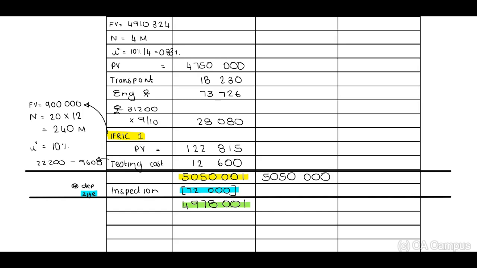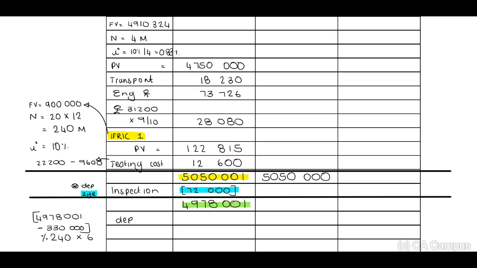Okay, therefore, if we now include our depreciation, this will be the 4,978,001 minus the residual value, which is an amount of 330,000. Right? You with me on this one? Okay. Divide this by the 240 months times 6.